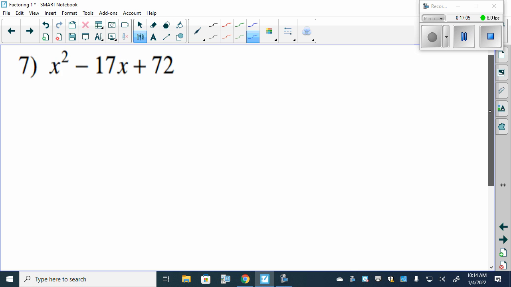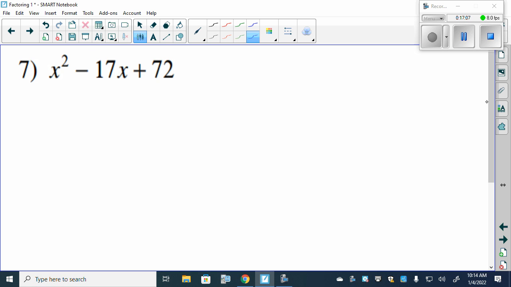But let's look at this one here. Now, does this one here have a greatest common factor? Well, no, because we do have x squared, 17x, and 72. They don't have a number that's in common with all three that we can pull out, or a variable that is in common with all three. So we can do our two sets of parentheses with 3 spaces.